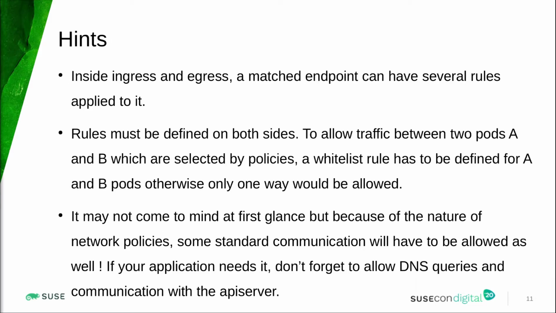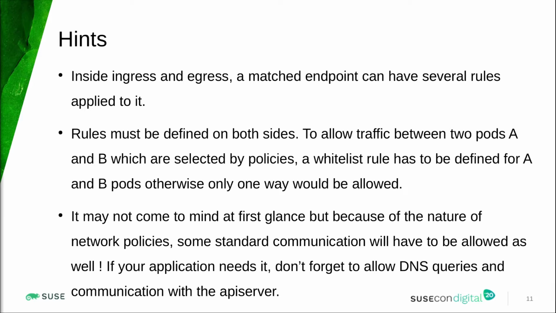Before seeing some examples of how a policy looks, let's have some quick hints. Inside ingress and egress, when you match an endpoint in each kind of direction, you can have several rules applied to it. So you can match an endpoint, you can add some rules for the port HTTP, for the port HTTPS, and on top of this, you can specify the protocol. You can add an extra set of rules with HTTP again. So this is always a combination of rules.